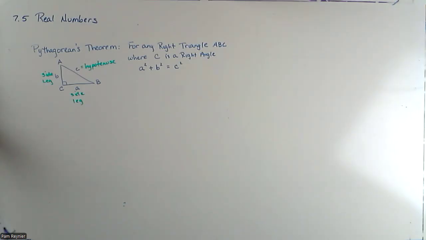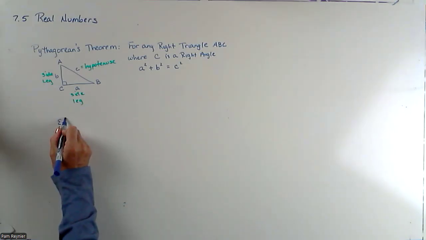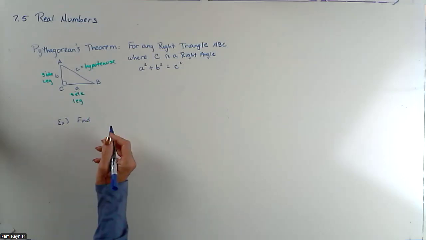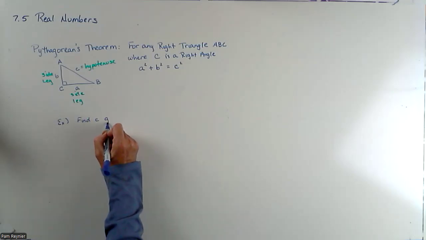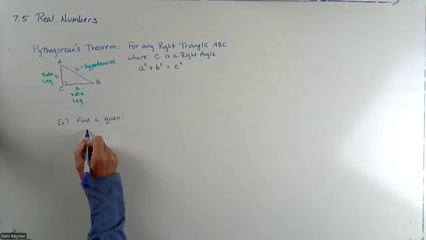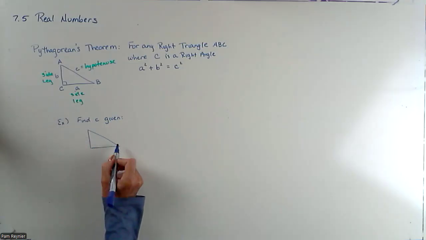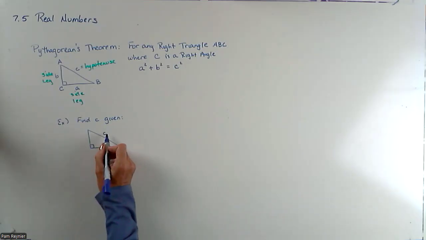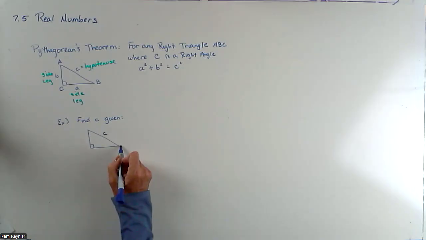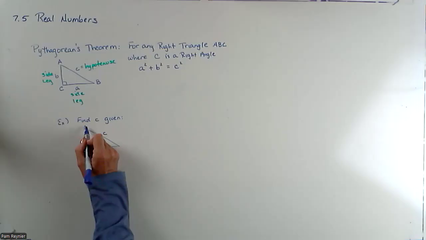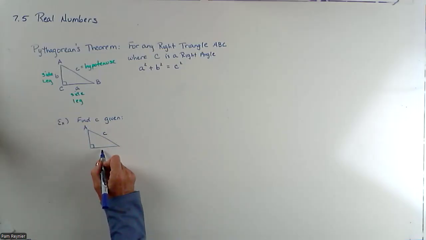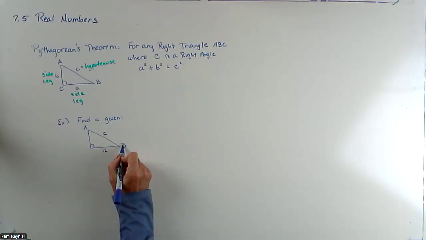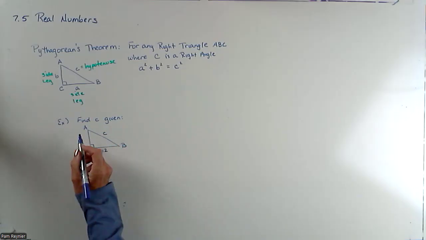So for example, find side C given the following triangle. Now, we're trying to find the hypotenuse, side C. It's always across from the right angle. I'm going to call this angle up here A. And side A is 12 because it's the one across from it. Angle B creates the side across from it. And I'm going to tell you that that's 9 units long.